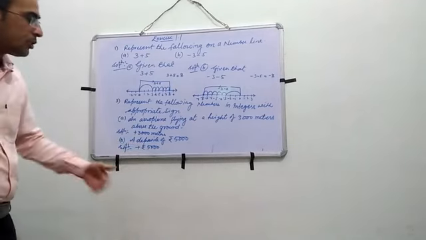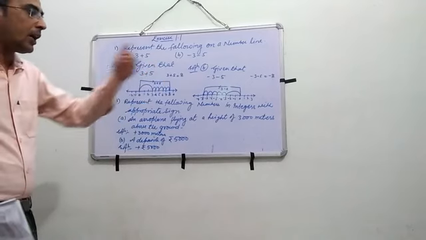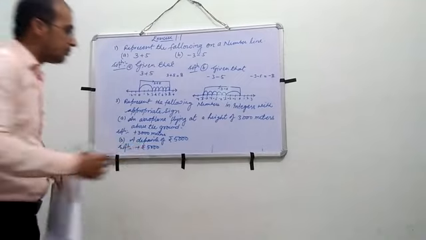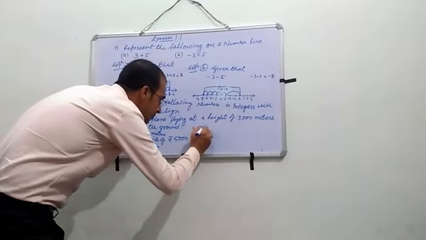A deposit of money means you are adding something to your amount in a bank, then this will be positive. Now part C.